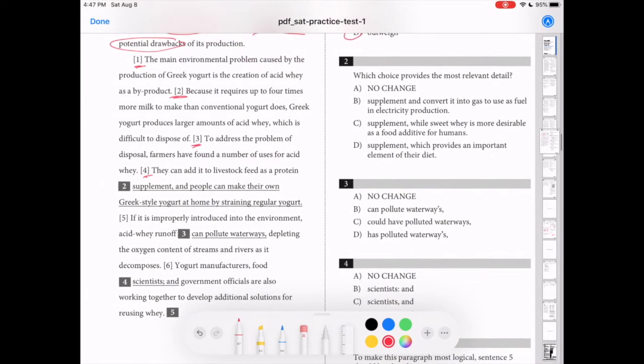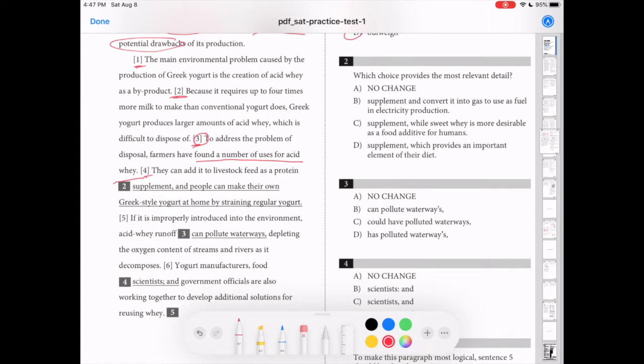Question 2 is all about relevant detail. Immediately, I think about reading for context. Context is usually found in the sentence before and after the sentence at issue. In this case, sentence 4 seems pretty linked to sentence 3 over here. If you read sentence 3 closely, you'll see that there's a line that talks about a number of uses. Found a number of uses for acid whey. The first part is already given to us, livestock feed, so we want something different that farmers can use.